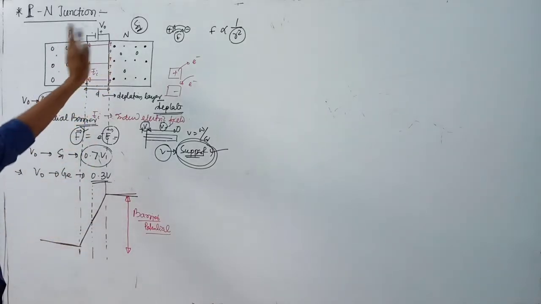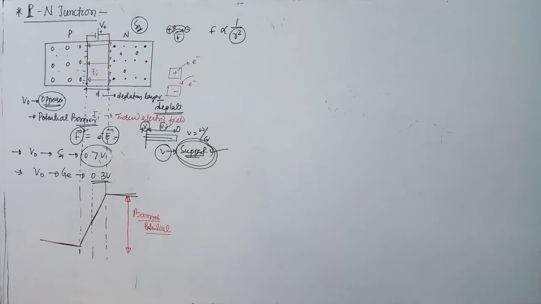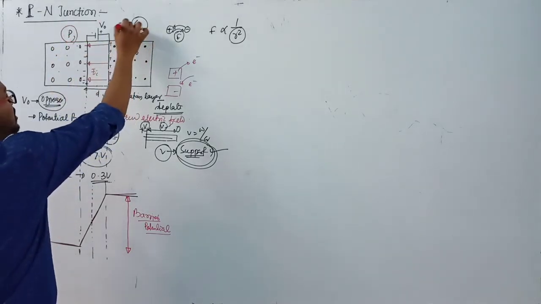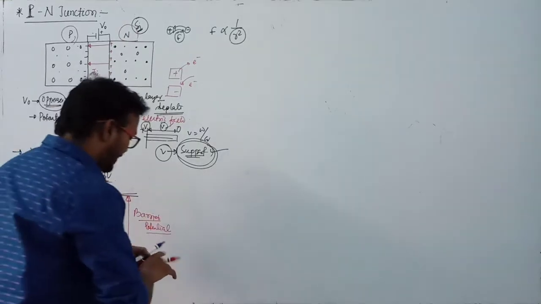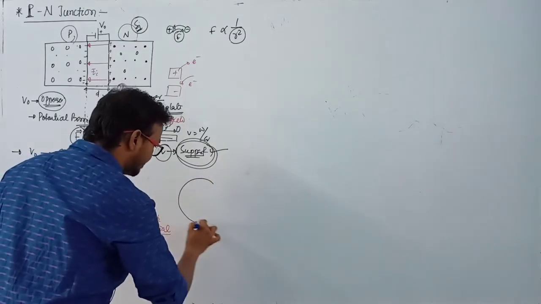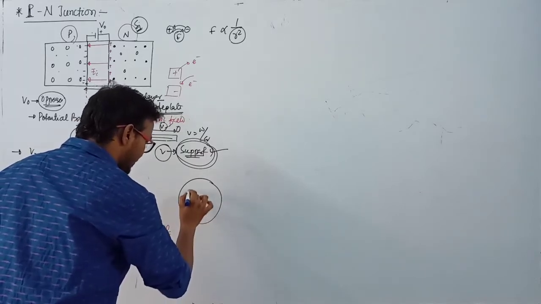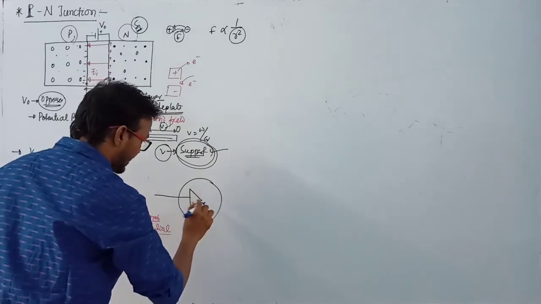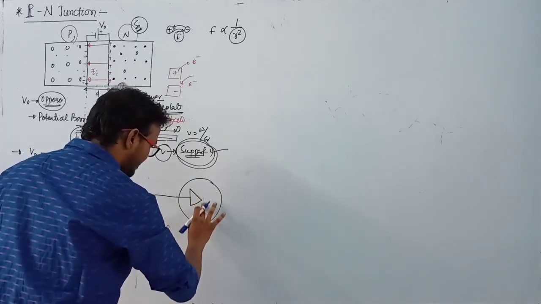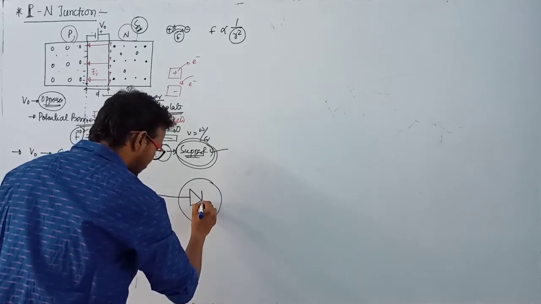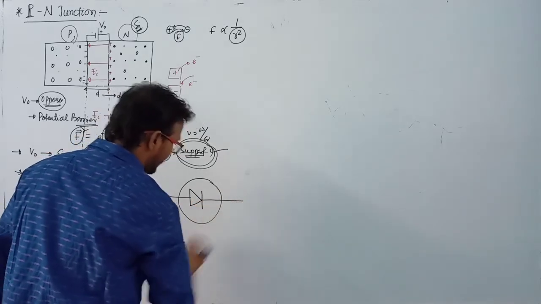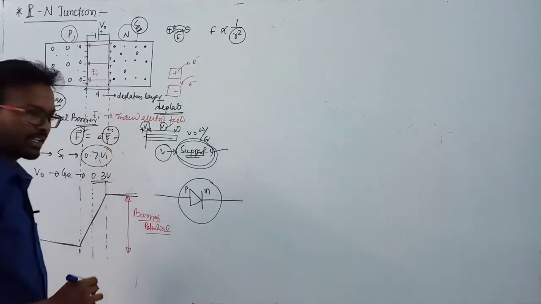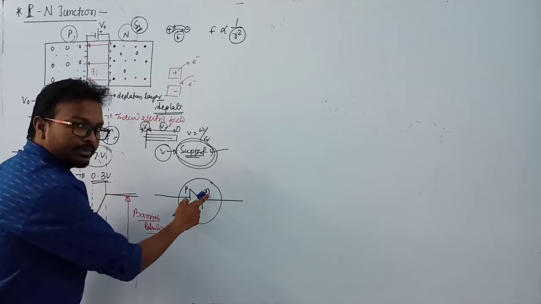So we form a PN junction. But what is the symbolical representation of the PN junction? Here P-type semiconductor and here N-type semiconductor, and the representation of the PN junction diode is like this. Here one arrowhead which represents P-type, and one plate here, which represents N-type. This is the N-type region and this is the P-type region. Clear? P-type and N-type region.